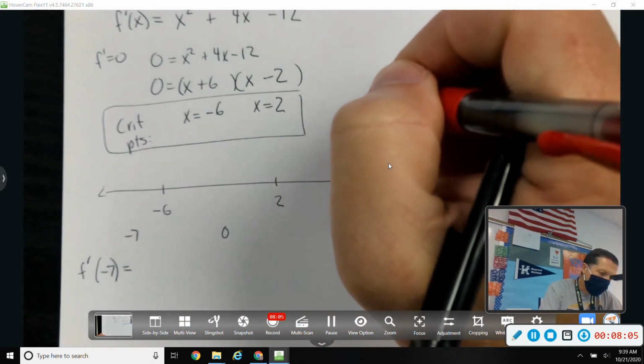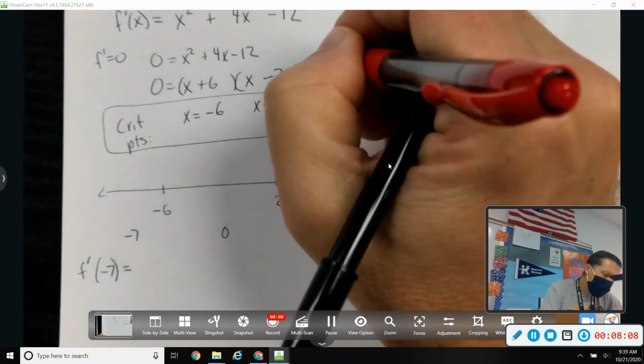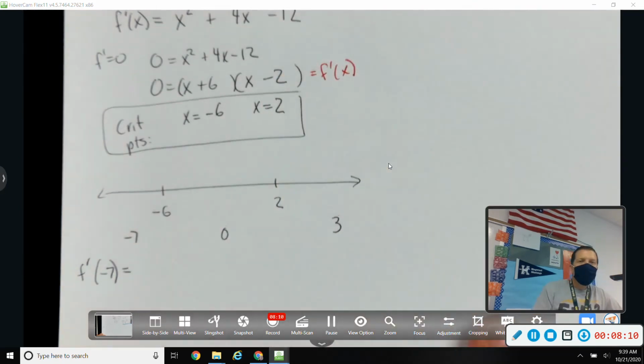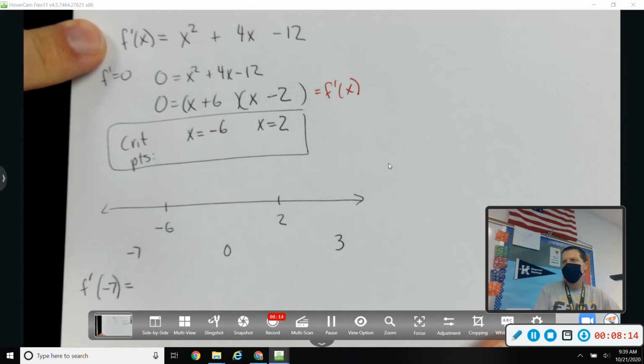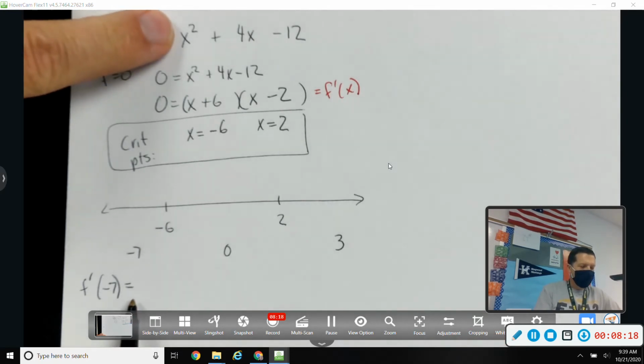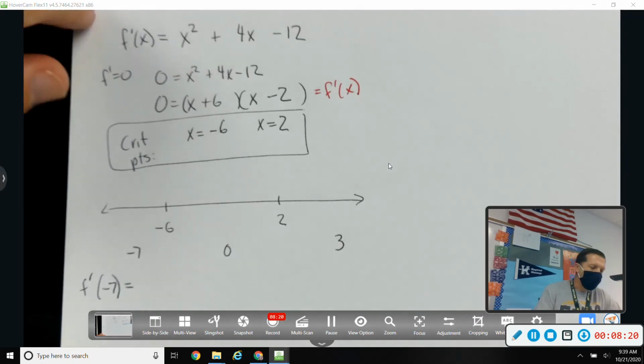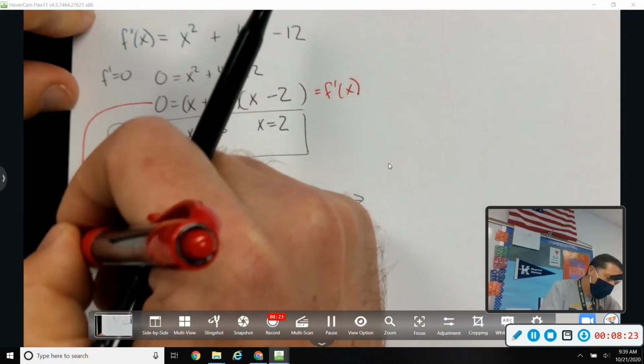Let's see. It might be easier to use the factored form rather than the polynomial form. You can use either one, but I don't want to have to mess with squaring 7 and multiplying by 4. I'm going to use the factored form.